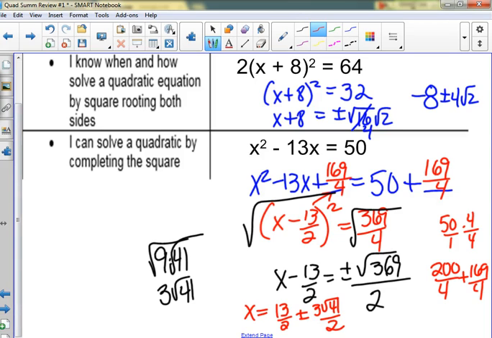Okay, if you were horrified at the end and weren't sure you got it right, do you remember what you could do? Yeah, you could plug it back in and check it. That sounds fun. Could you have done this same problem by quadratic formula and see if you get the same answer? Okay, you're just solving a different method.